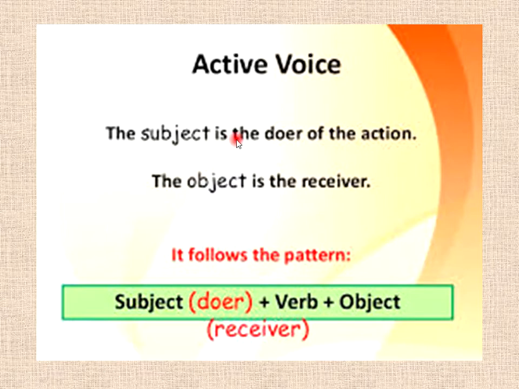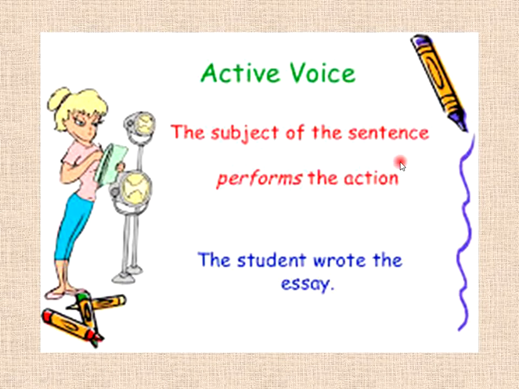So the subject is the doer of the action in active voice and the object is the receiver. It follows the pattern subject doer plus verb plus object receiver. The subject of the sentence performs the action, like student wrote the essay. Over here the student is writing the essay now. That's why it is mentioned over here that the student wrote the essay. We have to put the third form in it.